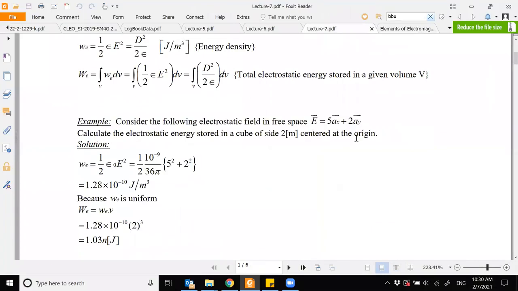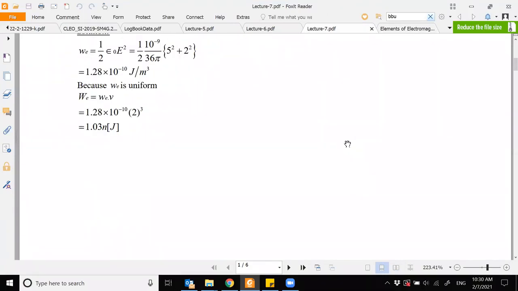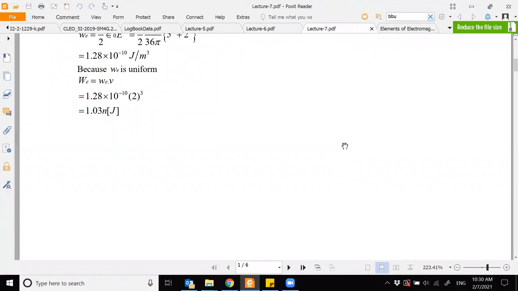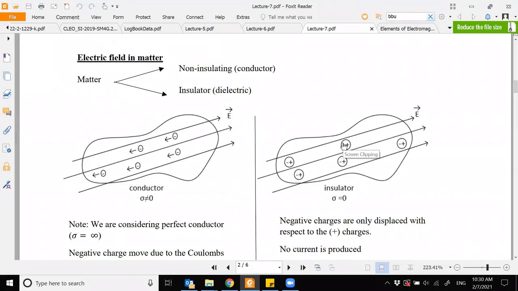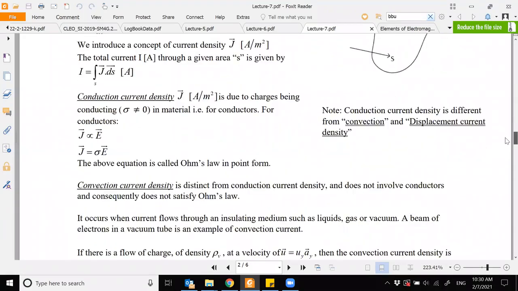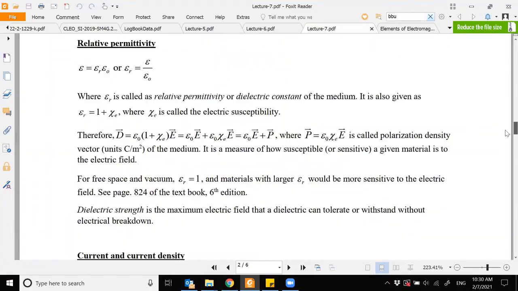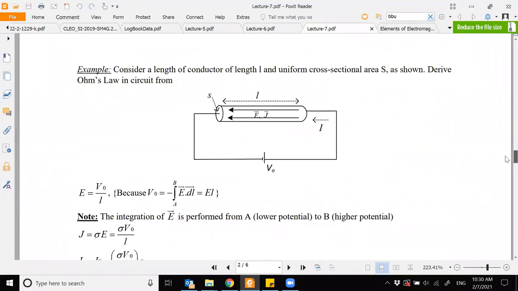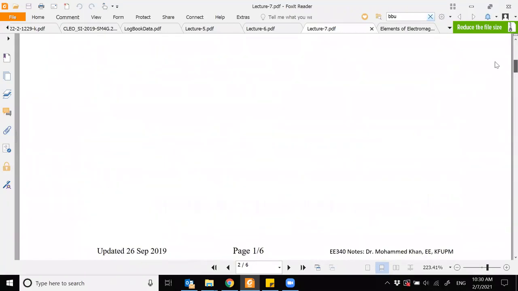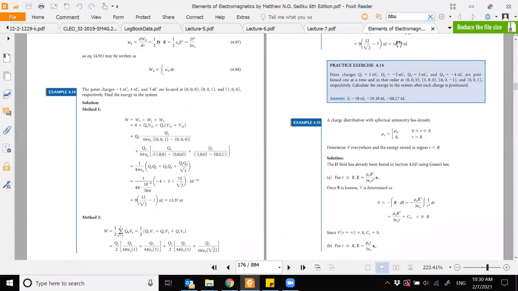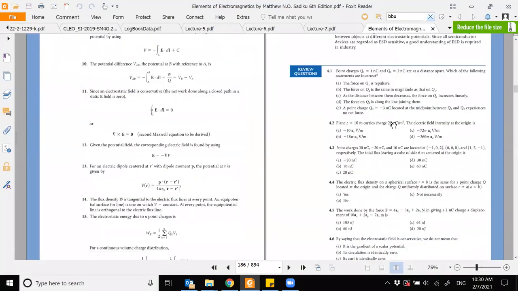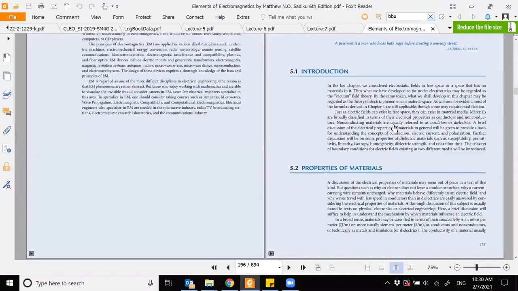So this is the energy density, and this actually concludes our chapter 4. Now we are going to chapter 5. In chapter 5, we are looking at the electric field in matter, and then we will look at the boundary conditions, and we will define the conduction current, convection current, and other things. So let's start. Again, all these are mentioned in our textbook, so my notes are just summarizing.